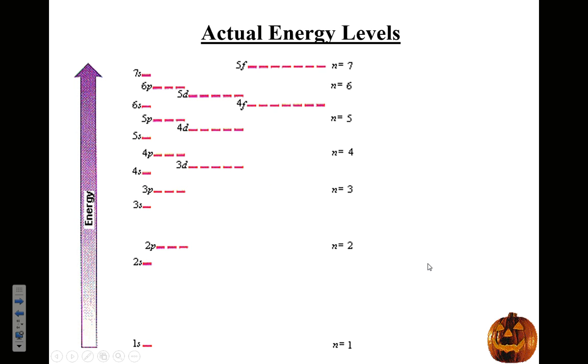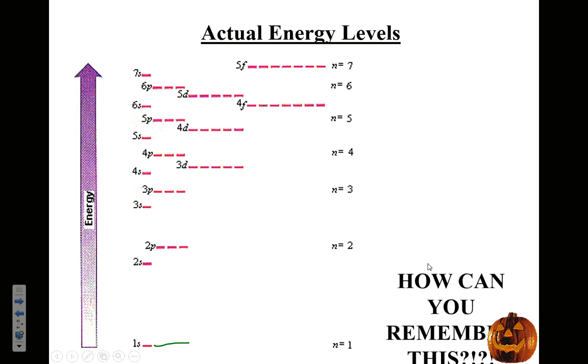But here's the problem. This is the actual order in which they fill. Yes, we've got the 1s first. And then after that, we've got the 2s, and then the 2p, and then the 3s, and then the 3p. But notice before we get to the 3d, we hit the 4s. And before we hit the 4d, we hit the 5s. And before we hit the fourth level f, we actually hit the sixth level s and the fifth level p. So really what it comes down to is, if we want to describe the electrons, we've got to remember this.